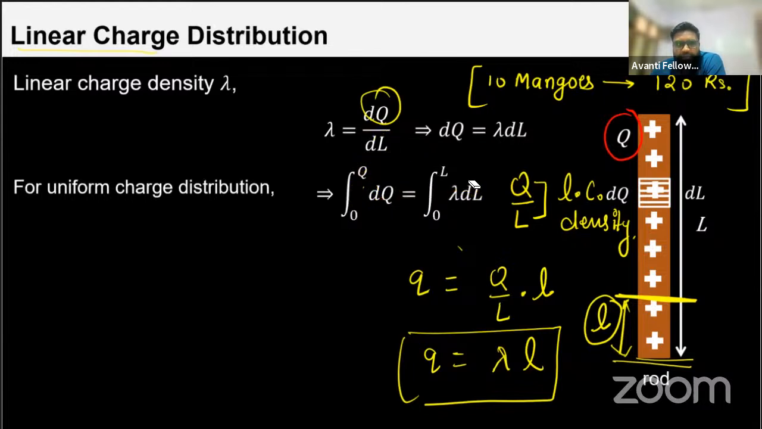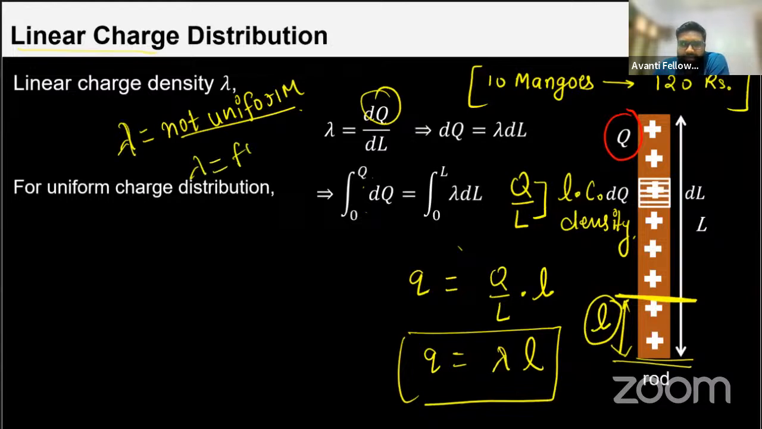Okay. So for a uniform charge distribution, you can apply this formula: integration 0 to Q dq is equal to integration 0 to L lambda dl. Suppose the charge distribution is not uniform, means lambda is not uniform. Then in that case, the function is given to you कि लैम्डा किसके अकॉर्डिंग वेरी कर रहा है. लैम्डा इज अ फंक्शन ऑफ एक्स और फंक्शन ऑफ Q इटसेल्फ. Whatever is the function, it is given to you. Then you put the value of lambda here and integrate it.